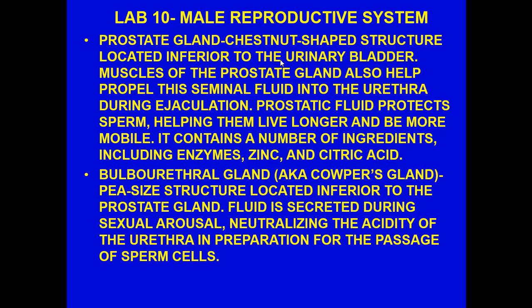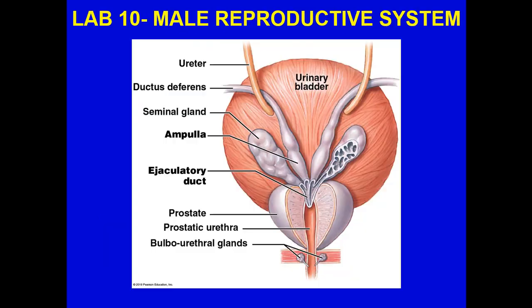Finally, we have the bulbourethral gland, otherwise known as the Cowper's gland. This is a pea-sized structure located inferior to the prostate gland. The fluid is secreted during sexual arousal, and it acts to neutralize the acidity of the urethra in preparation for the passage of the sperm cells. So basically, this small secretion will neutralize any acidity from any remaining amount of urine that's in that urethra beforehand, so it won't cause this.